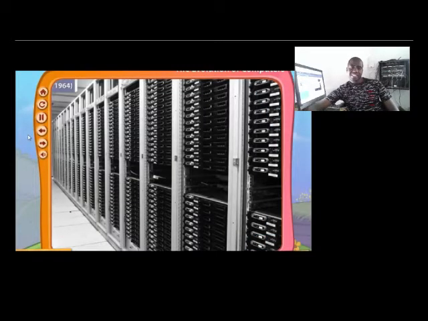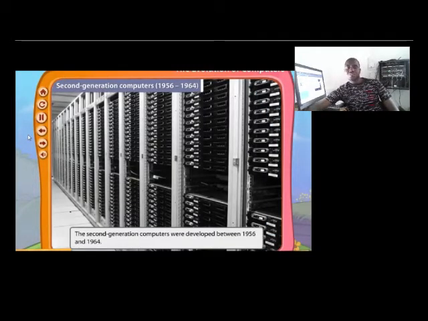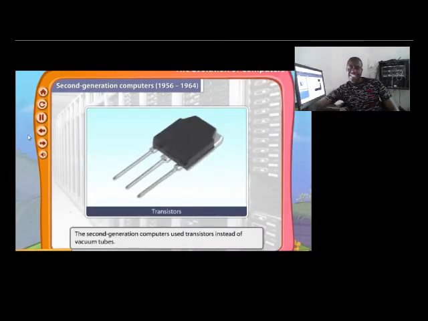Now, the second generation computers. These are the computers which were developed between 1956 and 1964. So what is the difference between the first generation and the second generation computers? The second generation computers used transistors instead of vacuum tubes. As transistors are much smaller than a vacuum tube, computers became much smaller in size. They also became faster and cheaper.